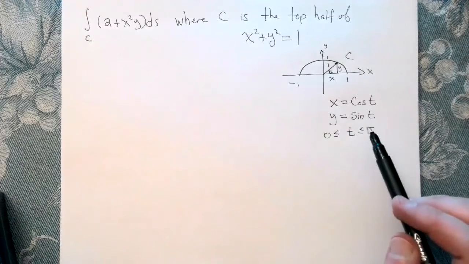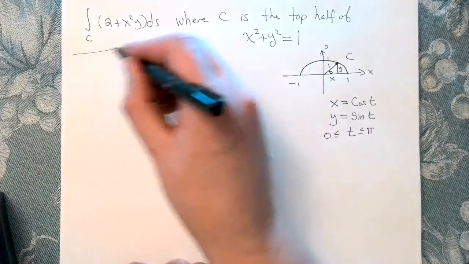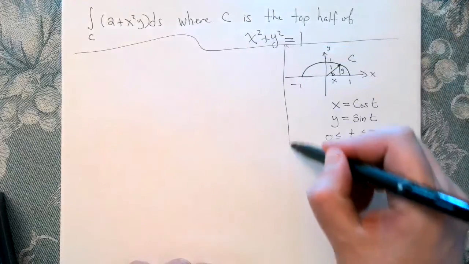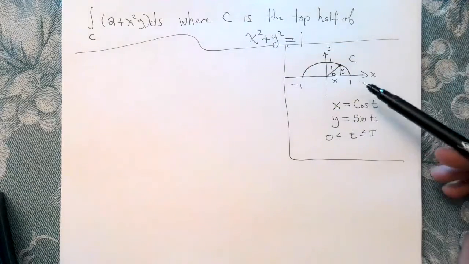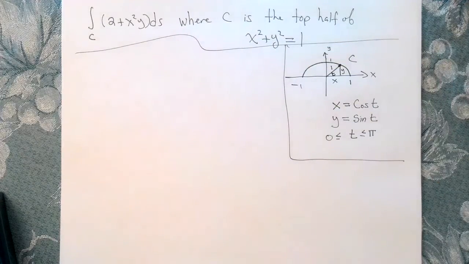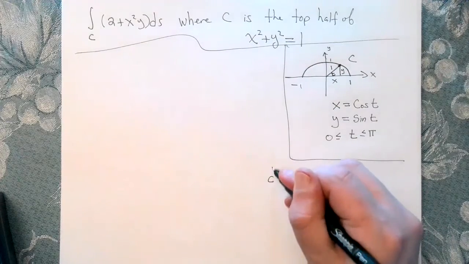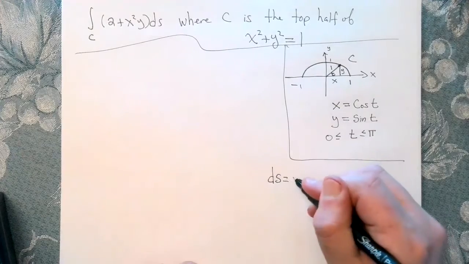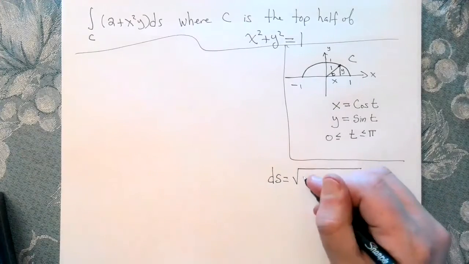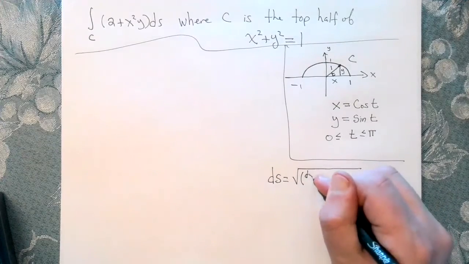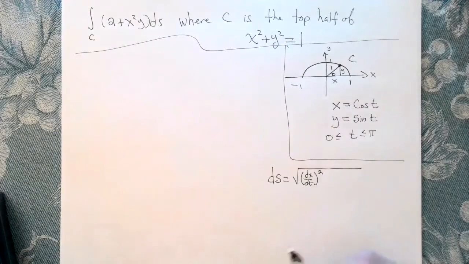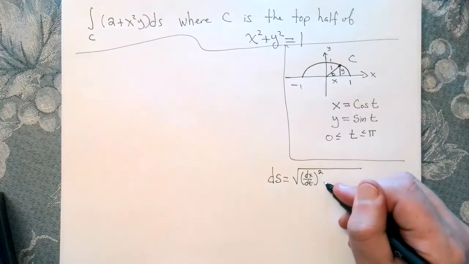Okay, so that seems pretty nice. So here's the problem. We're able to describe our curve parametrically. And so what else do we need? Well, if you think about it, we also need a ds. So we know that ds is equal to the square root of dx/dt quantity squared plus dy/dt quantity squared.